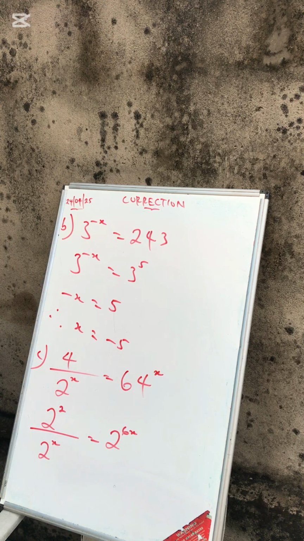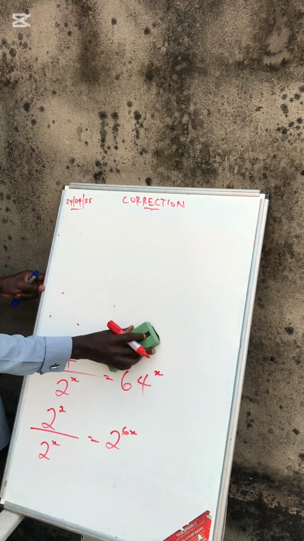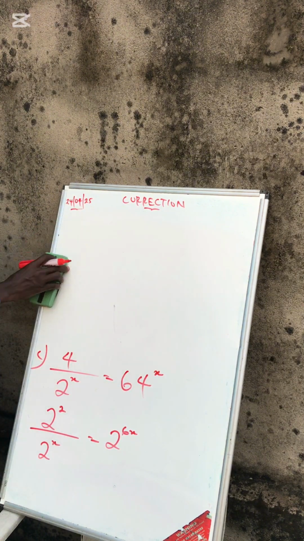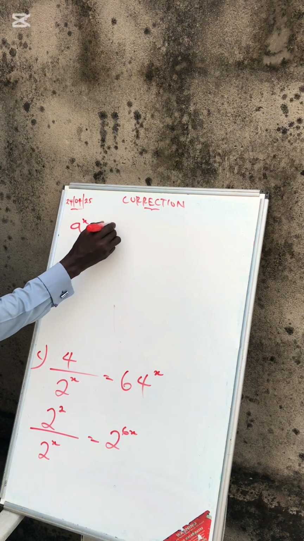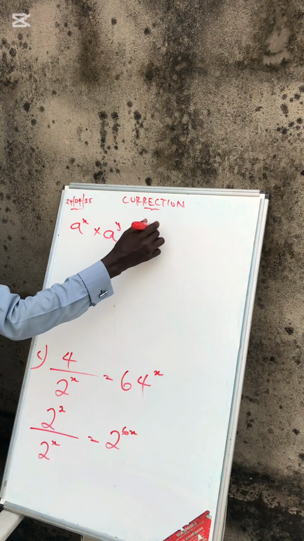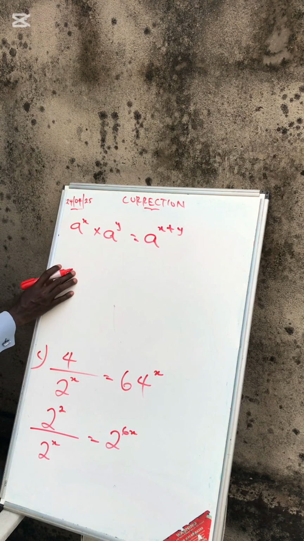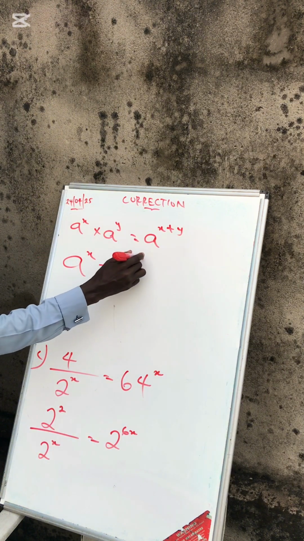Okay, I've copied this. What is a raised to power x times a raised to power y? Hold on, just hold on. Don't be in a hurry. A raised to power x times a raised to power y is equal to what? A raised to power x plus y. Say that. A raised to power x plus y. Beautiful.